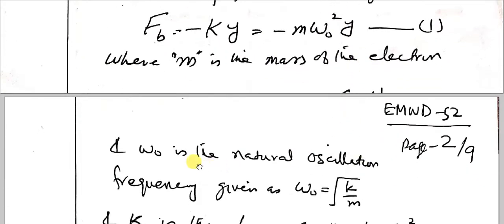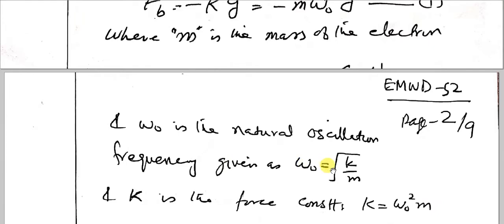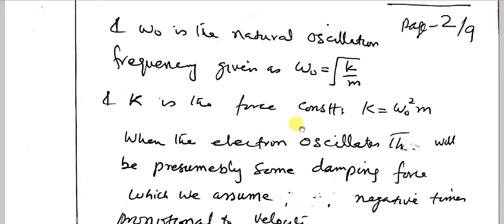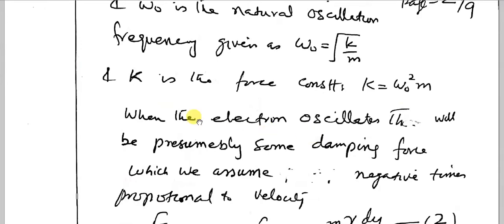omega naught is the natural oscillation frequency of the electron, given as omega naught equals square root of K by m, and K is the force constant. Obviously K is equal to omega naught square m. The value can be given as K equals m omega naught square.